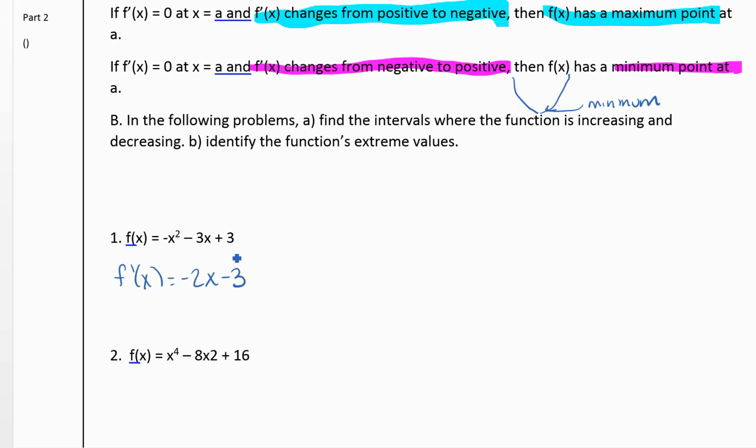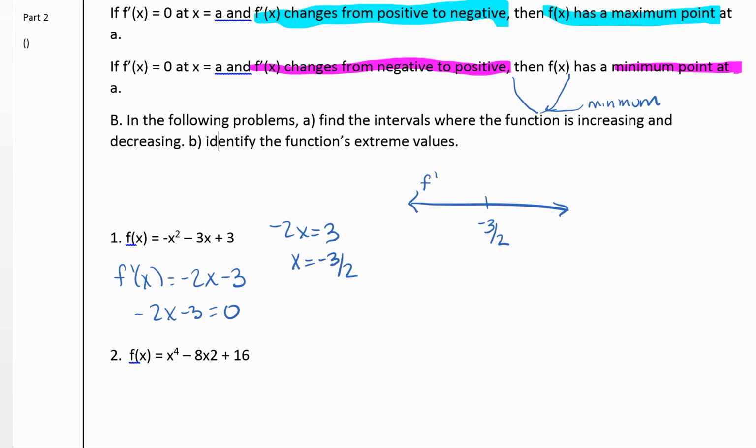We know this is a parabola. You probably also know that it's facing down, so we'll have a maximum, but we'll see that. So we'll take negative 2x minus 3 and set it equal to 0. We'll get negative 2x equals 3, which means x equals negative 3 halves. So we're going to make our sign diagram for f prime. We'll put negative 3 halves on here.